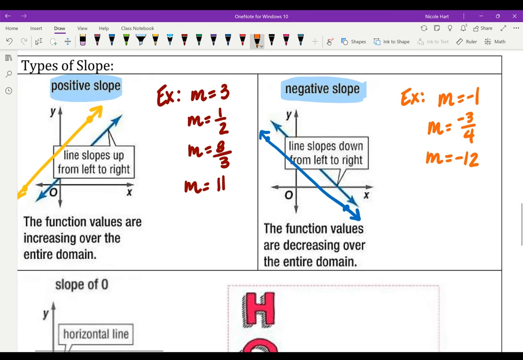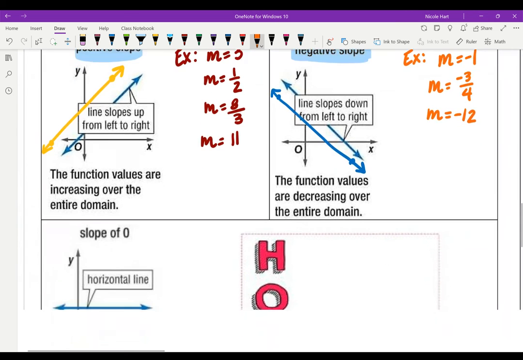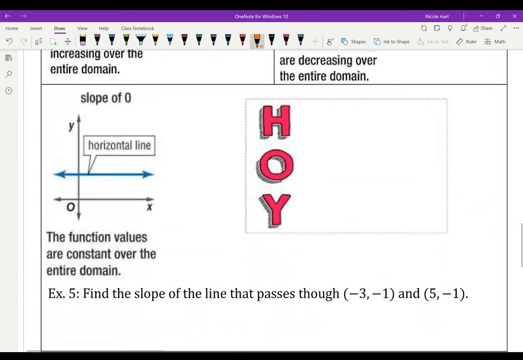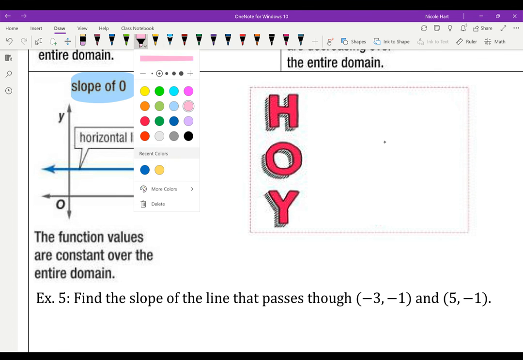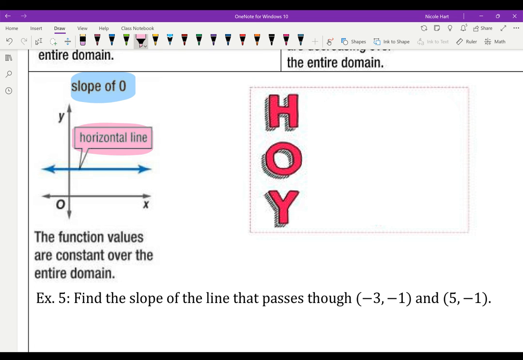We have two other special types of slope. The first one is a slope of 0. And a slope of 0 is an extra special type. When we have a slope of 0, that means we have a horizontal line. It's very specific, a horizontal line. And there's a good way to remember that your horizontal lines have a slope of 0.